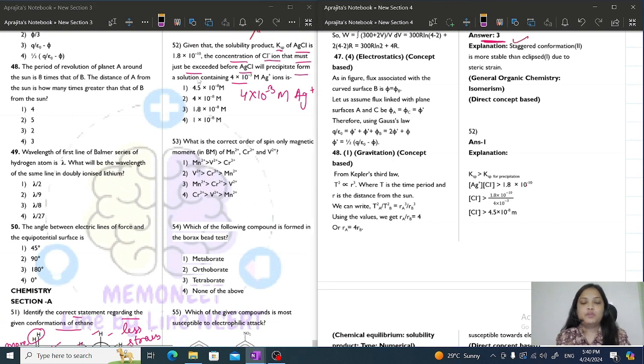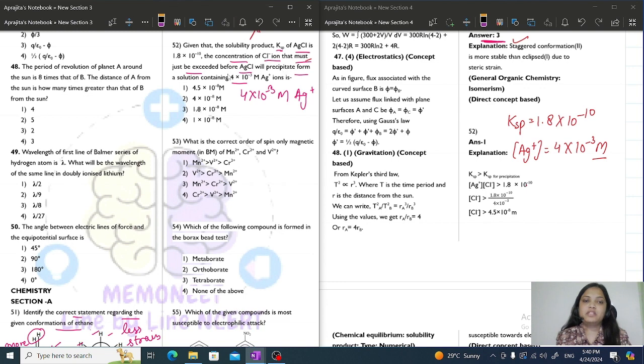Now let's move on to question number 52. Given that the solubility product, KSP, of AgCl is 1.8 into 10 to the power minus 10 and the concentration of silver ions is 4 into 10 to the power minus 3 molar. We need to find the concentration of chloride ion that must just be exceeded before AgCl will precipitate.